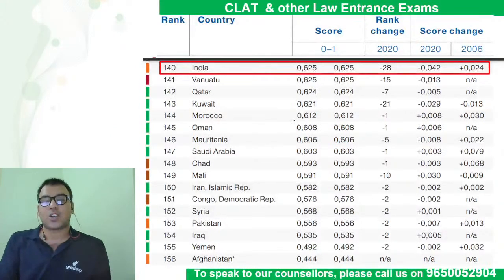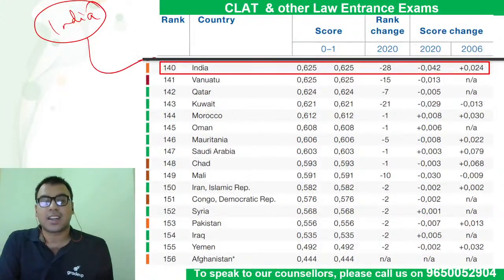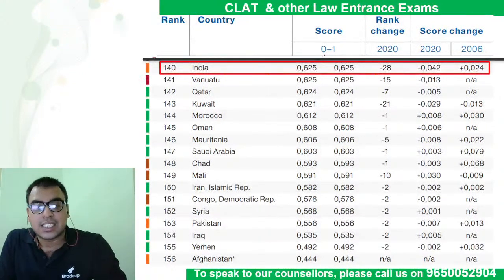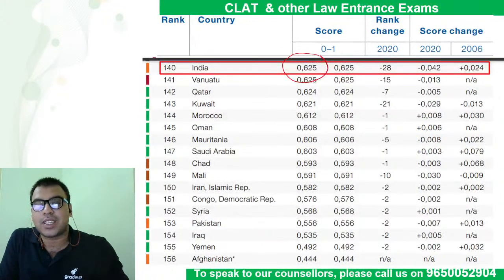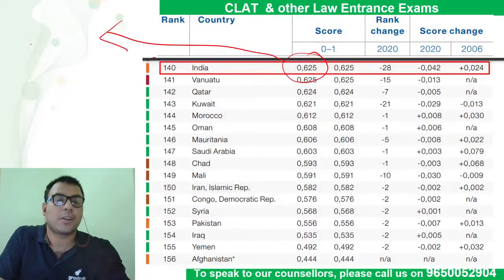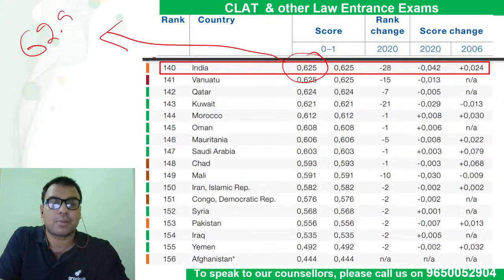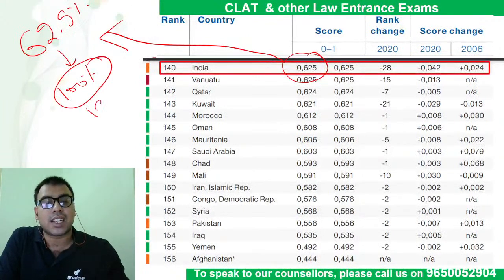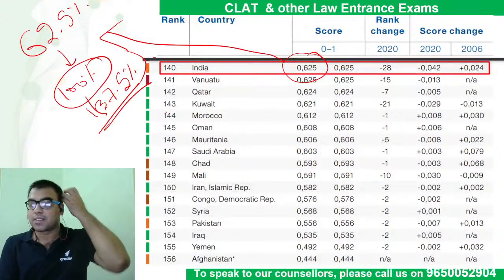Now, let's talk about India. India's rank is here, and it is 140. The score is 62.625, so in percentage terms it becomes 62.5%. 100% is best equality, right? So we are 37.5% away from reaching gender equality. It means we are still very far.